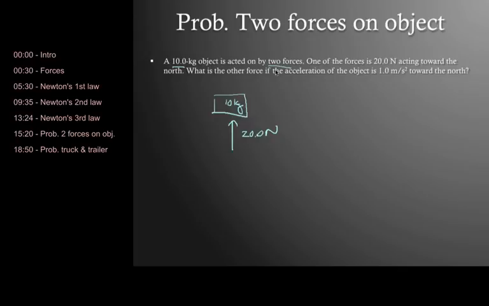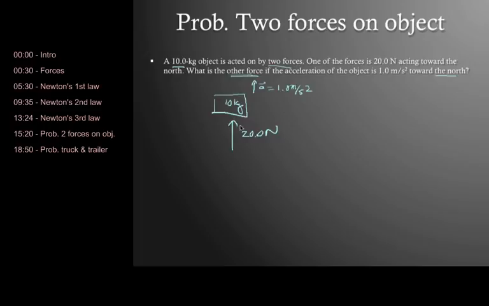The object is accelerating with an acceleration of 1.0 meters per second squared to the north also. So the acceleration is in the same direction as this force. That's nice. But what is the other force on this object?